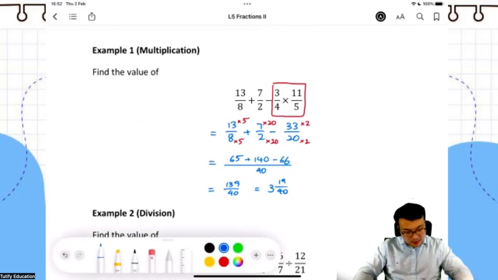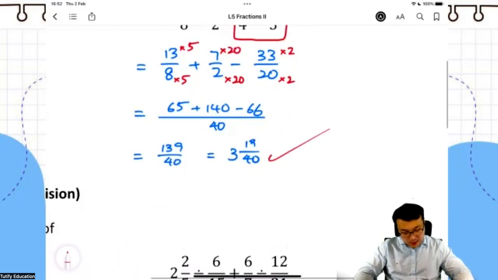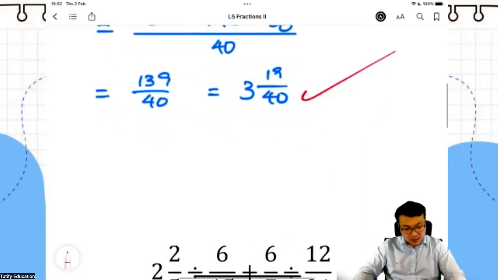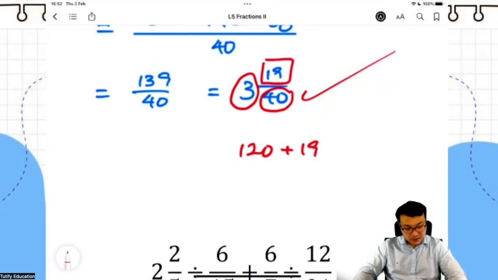Thank you, Kate. Students, you see, how are you going to check your answer? If you want to check your answer, you take 3 times 40, you get 120. You add the 19, you get 139, right? So you're getting back the numerator. And the denominator is still going to be the same, 40.